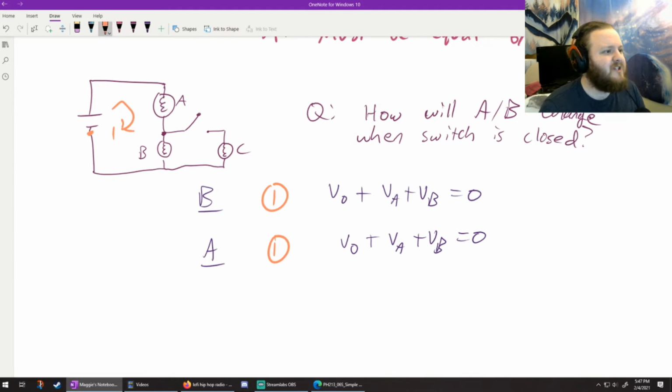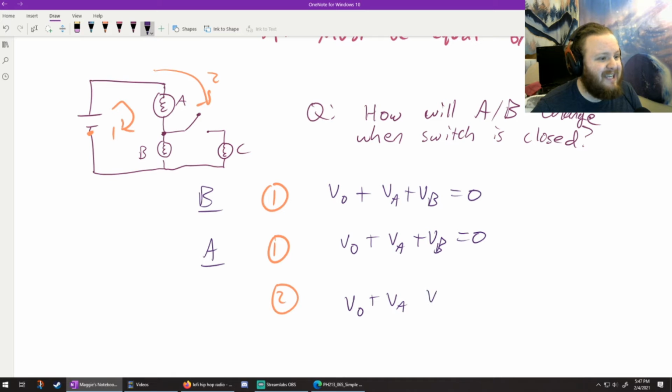Okay. So, let's do a big one on the outside and just see if we learn anything from that. So let's call that loop 2. This is of course after the switch is closed, because otherwise I'm not going to be able to see anything here. So I'm going to hit V naught, I'm going to hit A, that's a VA. I'm going to drop some across VC, and then I'm going to come back to the battery. So that better be 0.